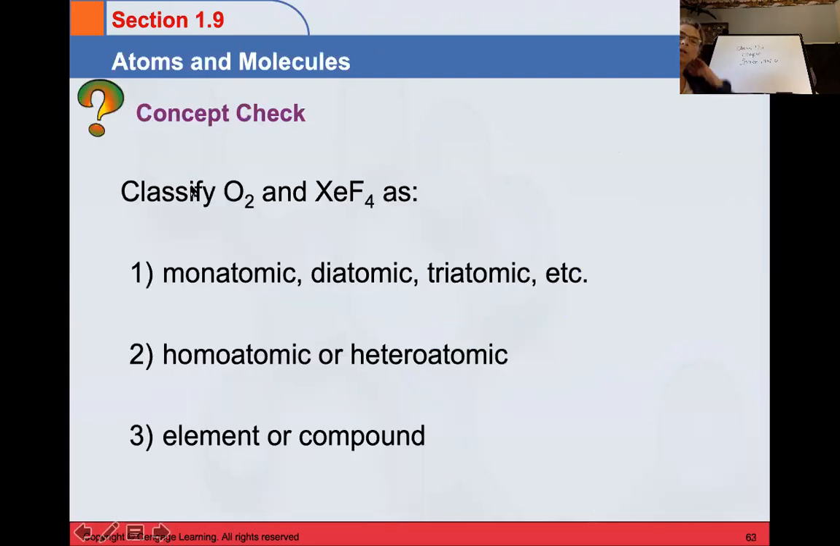For these concept checks, for each of these molecules, indicate whether it's monatomic, diatomic, triatomic, or some other. Indicate whether it's homo or heteroatomic, and indicate whether that molecule is an element or a compound. Because remember, elements still fall into those earlier categories that we did. Make sure to pause your recording and take a few minutes to complete these concept checks.